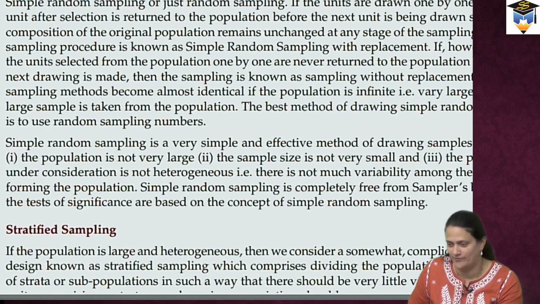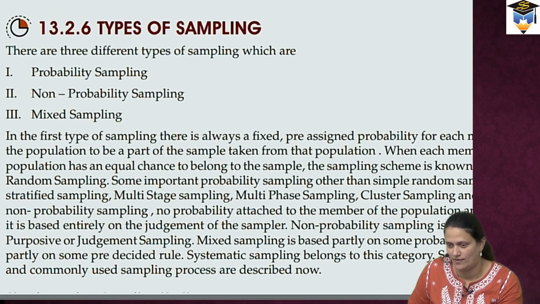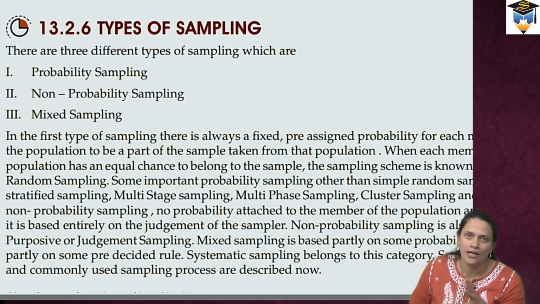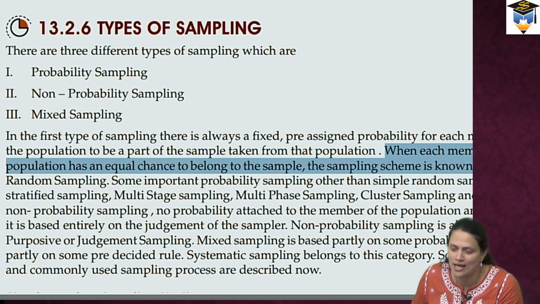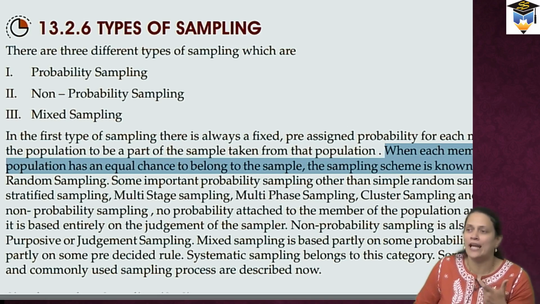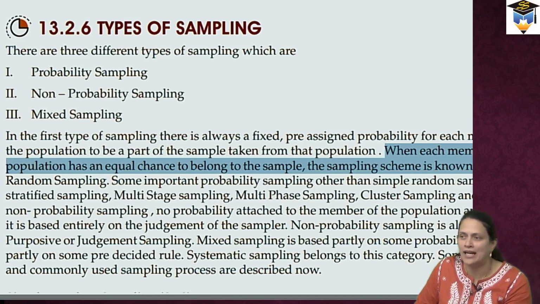Okay, write it down. So now tell me, up till now we have seen what is SRS. What is SRS? Simple random sampling. So when each member of the population has an equal chance to belong to the sample, then such a sampling scheme is called simple random sampling. So this was one type which we have studied. We just have simple random sampling, but you should know all these samplings as well.